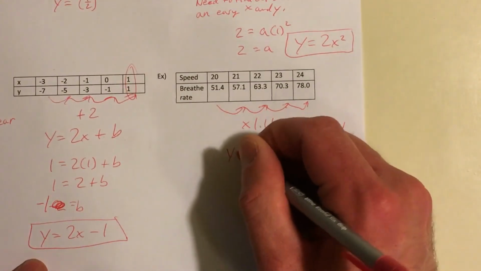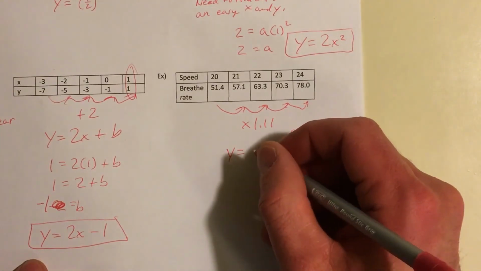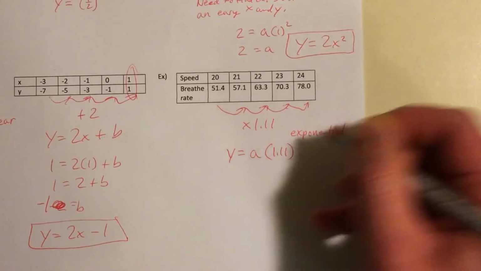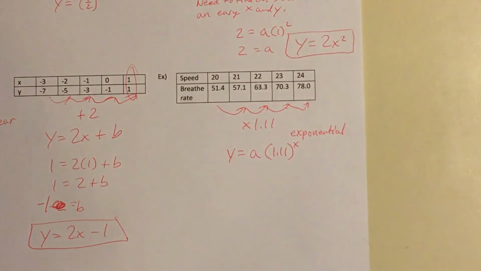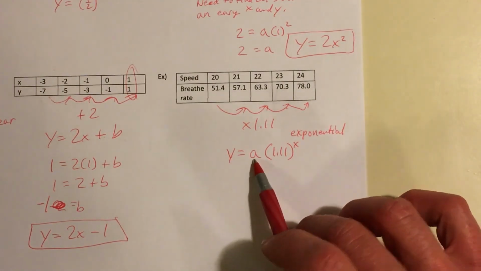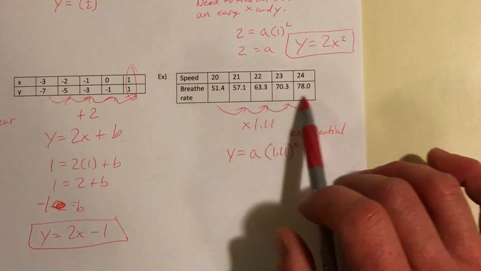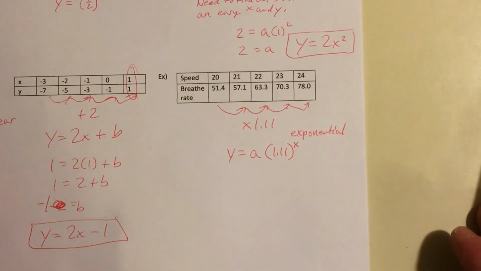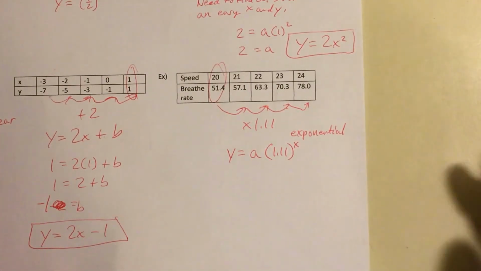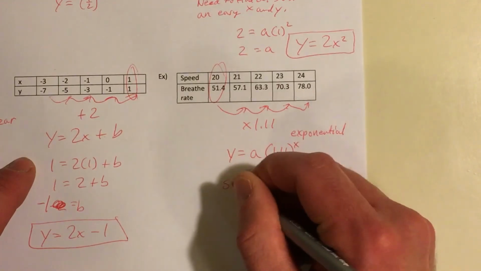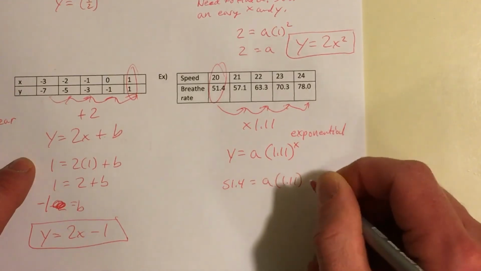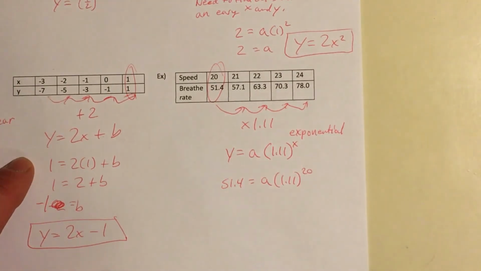So for an exponential, we'll go y equals a times 1.11 approximately. That's our base. What we're multiplying by is our base. And now a is our initial amount. So we look for our y-intercept. Oh, shucks, we don't have it. So what we're going to have to do is take an easier one, substitute in for y and for x, and then you're going to solve this.